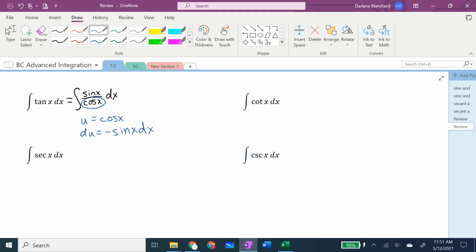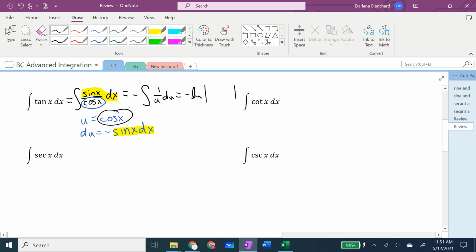Anyway, so if this is my u, my du is, I'm actually replacing sine x dx with negative du. And then at that point, I'm just dealing with negative the integral of 1 over u du, which is negative natural log of absolute u, and of course plus c. So you need to know that formula.